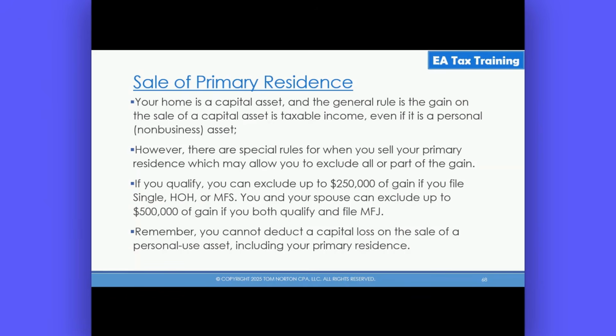So we're going to go into what it means to qualify here in a minute. But just know that in general, if you qualify and it is your primary residence that you are selling, you can exclude up to $250,000 or $500,000 married filing jointly. But remember, you cannot deduct any loss on the sale of a personal use asset, even your home. So if you sell your primary residence at a loss, you cannot deduct that loss. And if you have a gain, you may be able to exclude it.